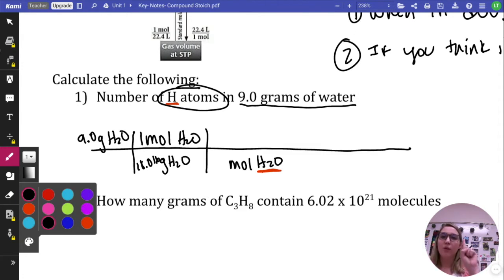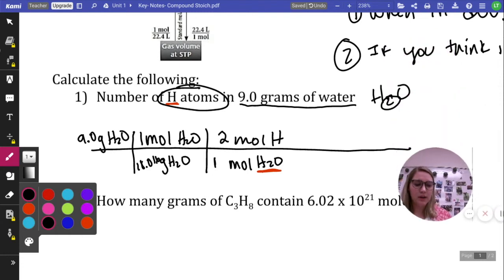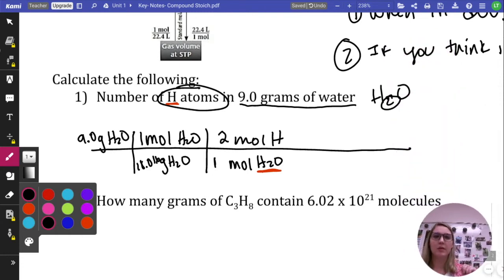For every one water that we have, it's made up of 2 hydrogen. So 1 mole of water contains 2 moles of hydrogen. The reason is because of our formula. Since our formula is H2O, if I have 1 water, it has to have 2 hydrogens. So for every 1 mole of water, it's 2 moles of hydrogen.